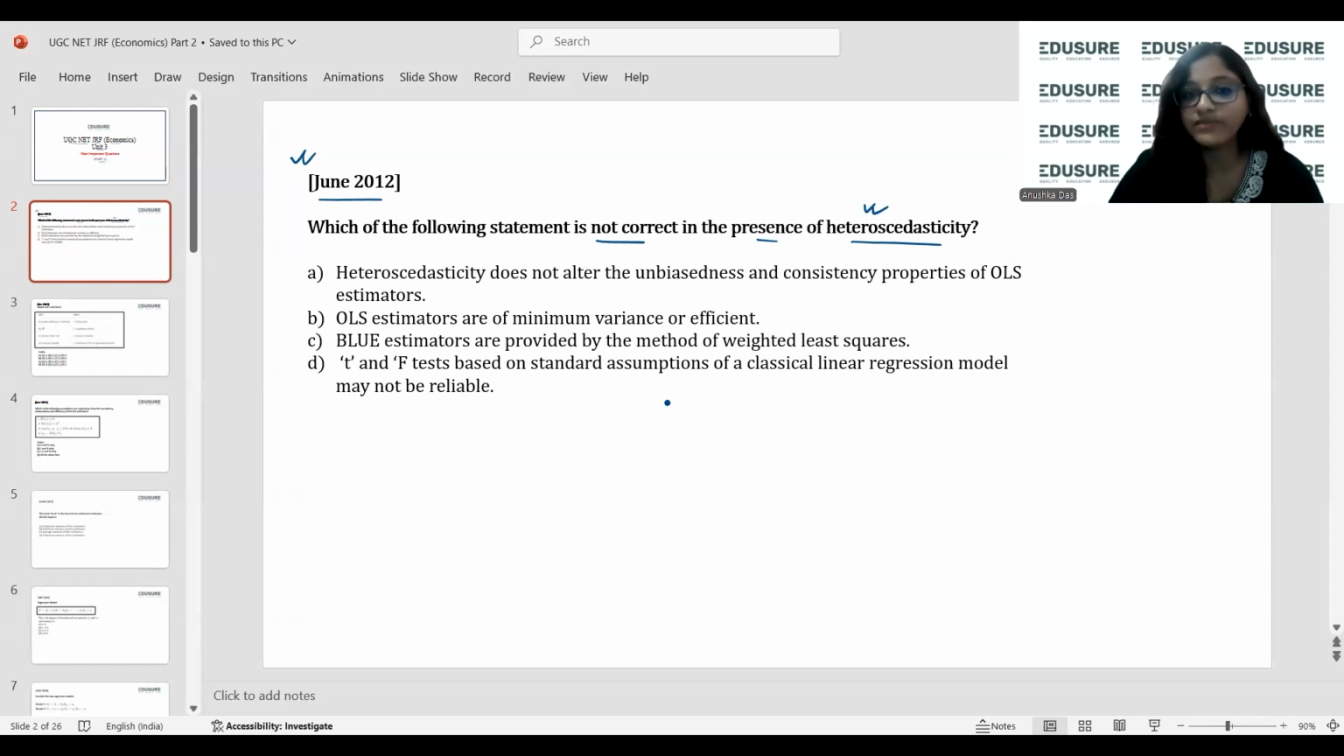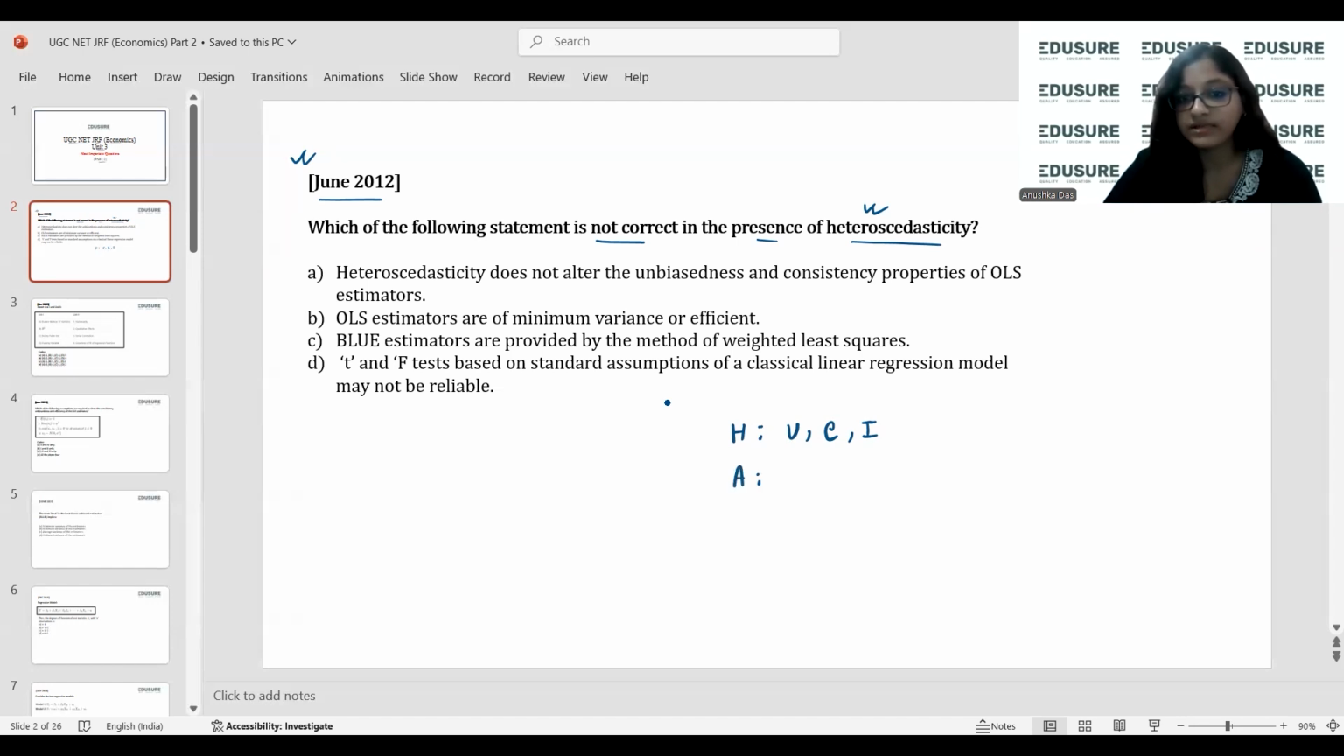In our particular question, they are asking about the consequence of heteroscedasticity. The best way to remember this is that under heteroscedasticity, the OLS estimates will still be unbiased and consistent, but they will be inefficient. Remembering this pattern, if heteroscedasticity is present, the estimators will be unbiased, consistent, but inefficient. Inefficient means the minimum variance property will not hold. The other properties will hold.